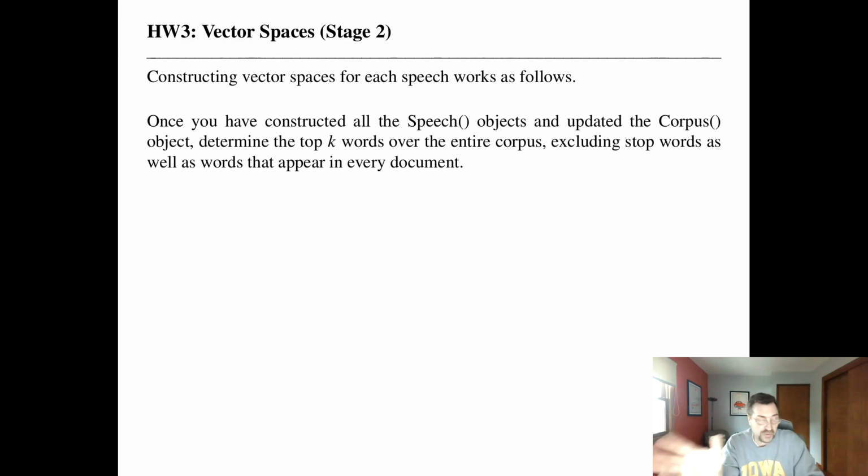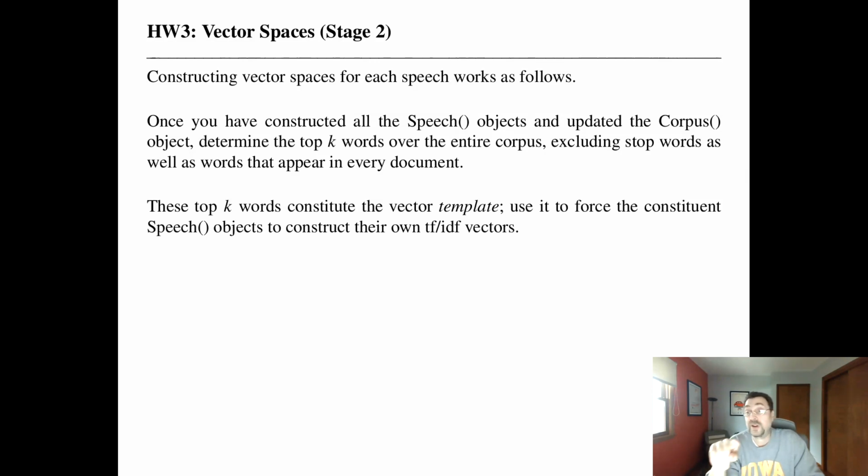First, once I've computed all the speech objects and all of their word frequencies, and I've updated the corpus object so it also has a word frequency that's compiled across the whole corpus, whereas the speech word frequencies are compiled within a single speech, I'm going to determine the top K words over the entire corpus, excluding any stop words, as well as words that appear in every document. Stop words likely appear in any document anyway, but we have a list of stop words we're going to exclude. So we find the top K words, and those are the terms I use to construct my term frequency inverse document frequency vectors. So these top K words are the vector template.